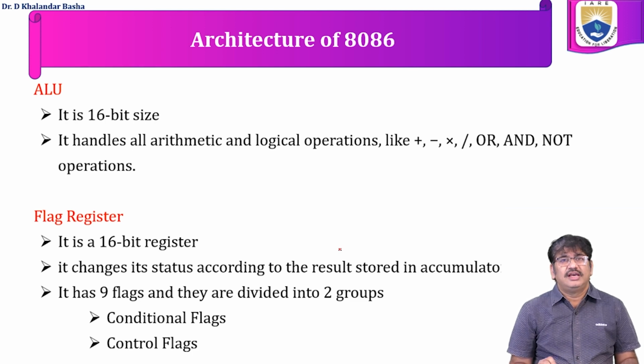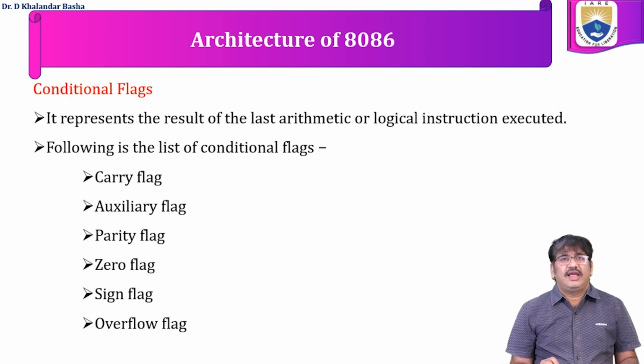Flag register. It is a 16-bit register. It changes its status according to the results stored in the accumulator. It has 9 active flags. They are divided into two groups, conditional flags and control flags. Conditional flags represent the result of the last arithmetic or logical instruction executed. Following is the list of the conditional flags: carry flag, auxiliary carry flag, parity flag, zero flag, sign flag, and overflow flag.